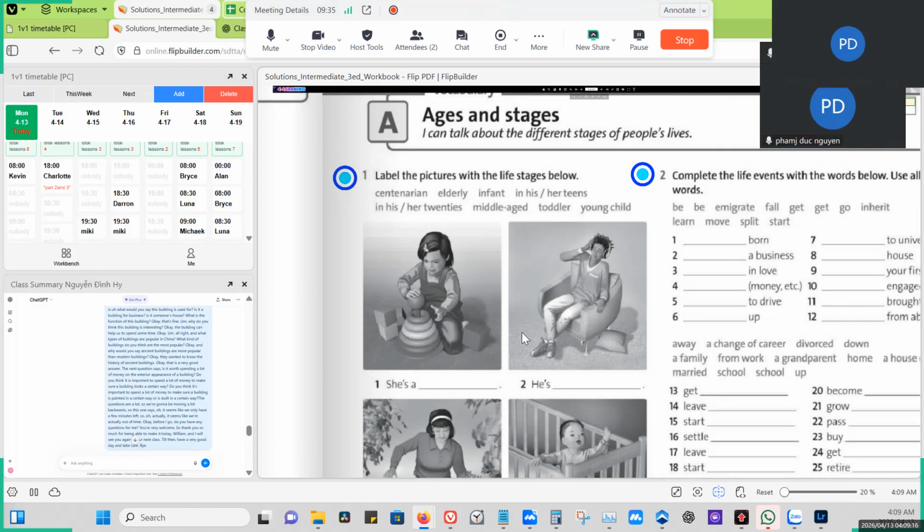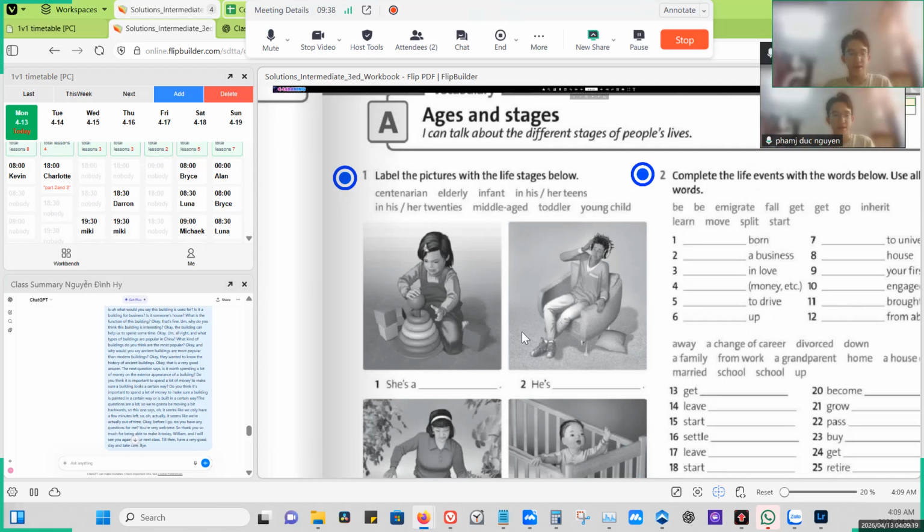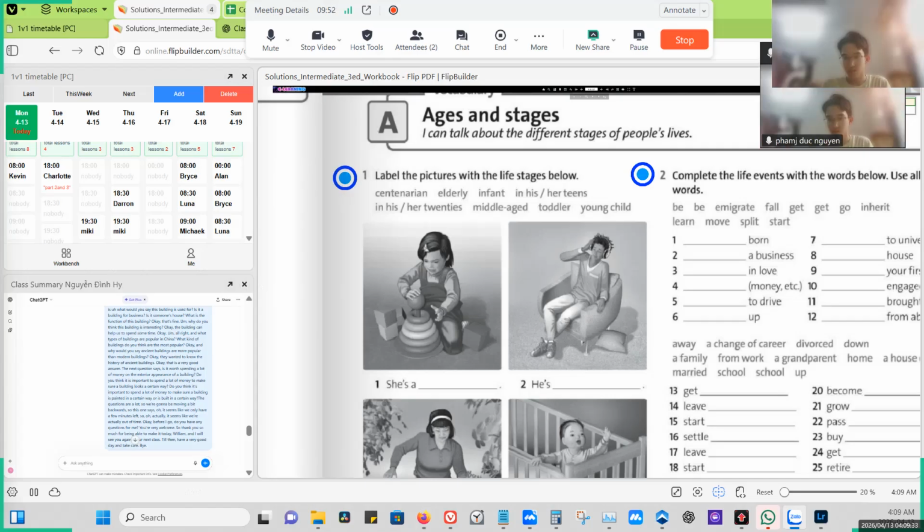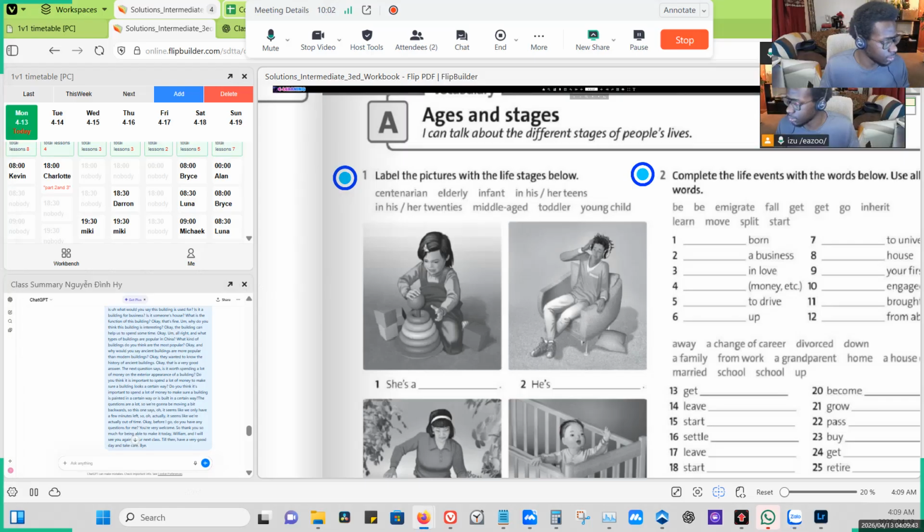I think we can use the last book we learned last time. Okay, the last book. Just give me a second. Okay, this is the introduction.